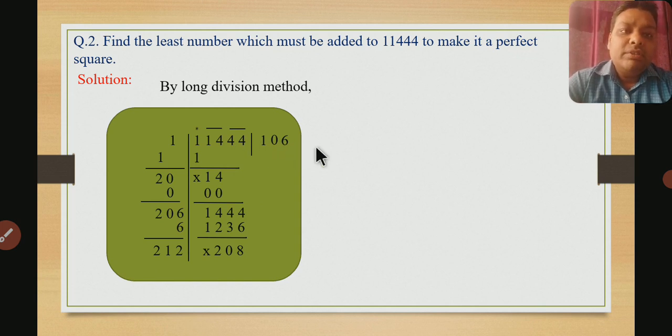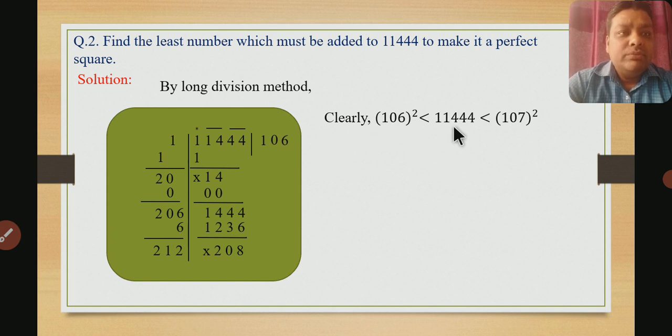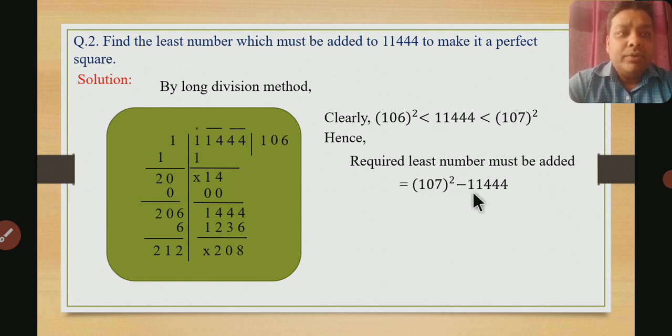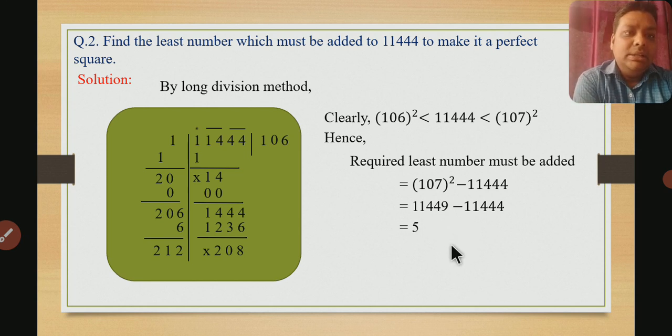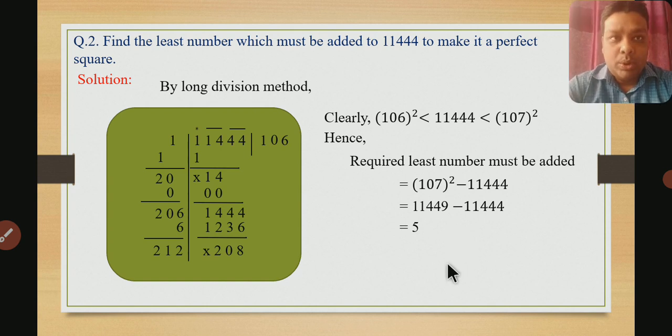Okay, then 107 will be, it means we can say that 11,444 is greater than 106 square but less than 107 square. It means the next perfect square will be 107 whole square. So in that case, the required number to be added will be what? We will subtract this number from 107 whole square, and 107 whole square will be 11449. So it will be 5 only. So 5 is the number which must be added in this, so that it will be the perfect square. Okay. So I hope that you all have understood, students.